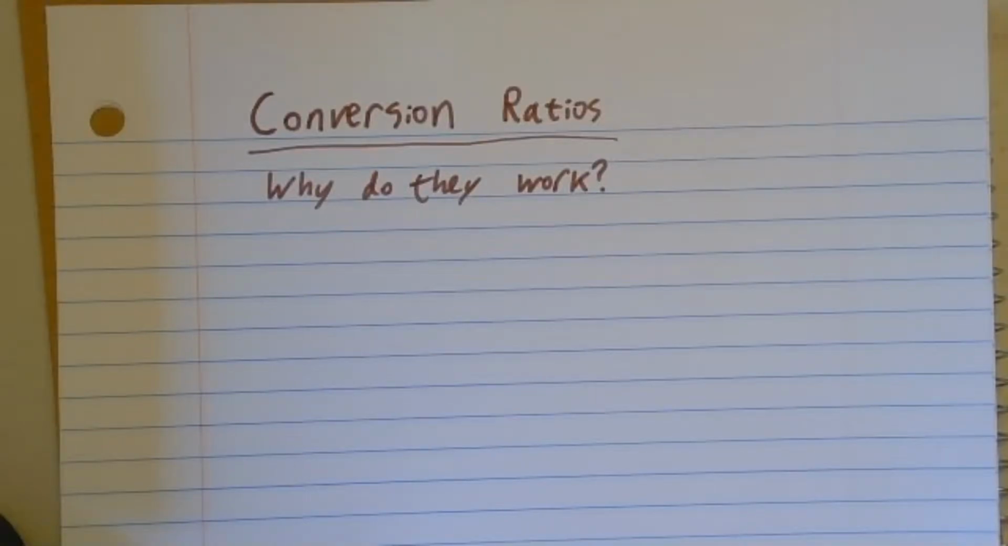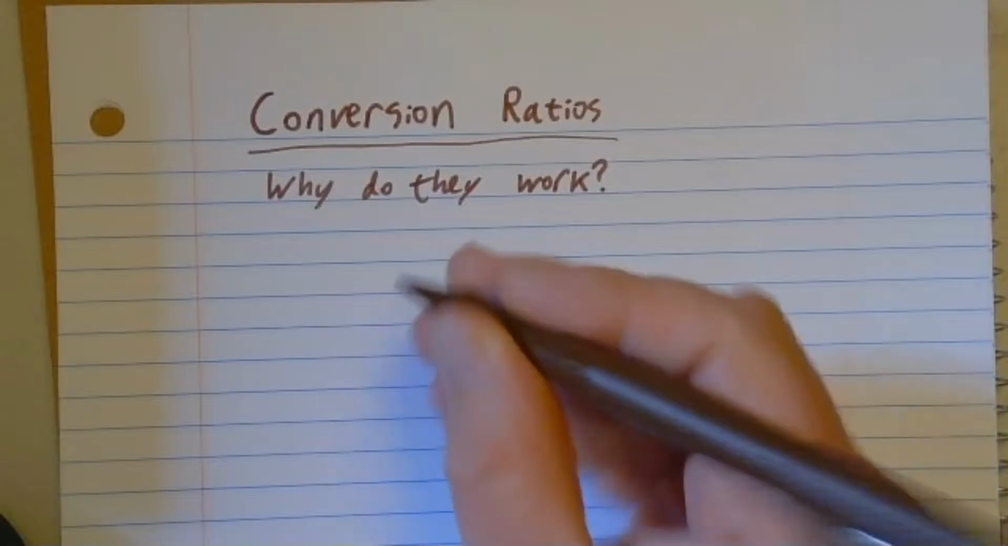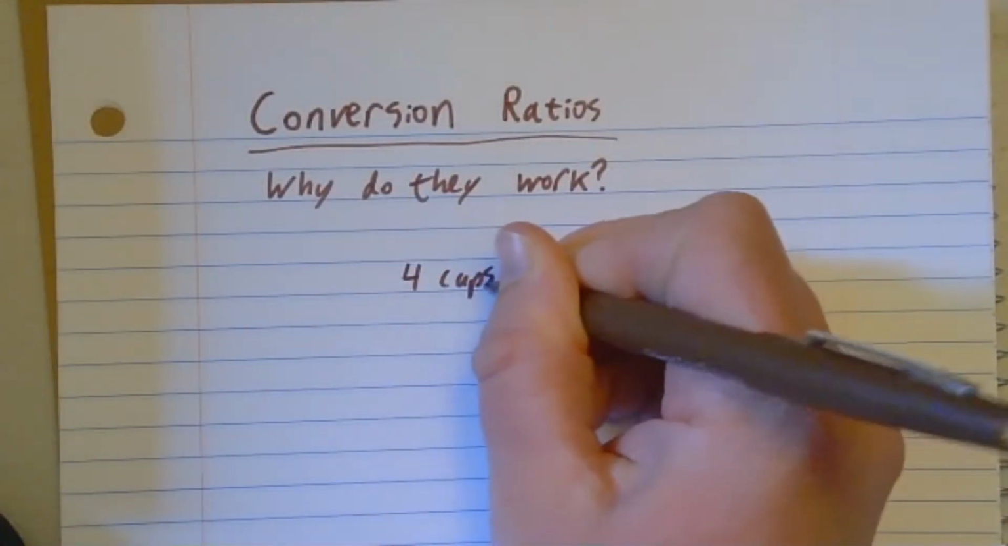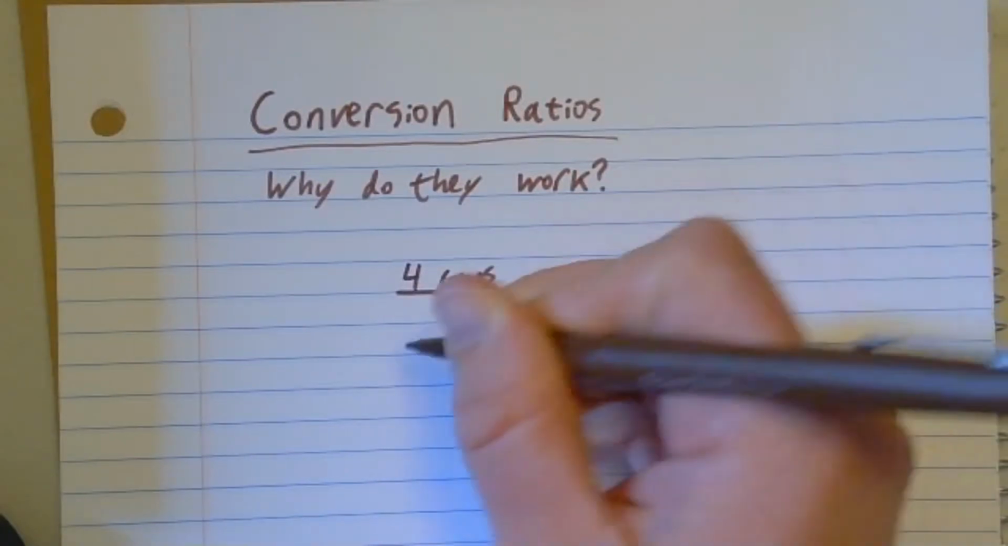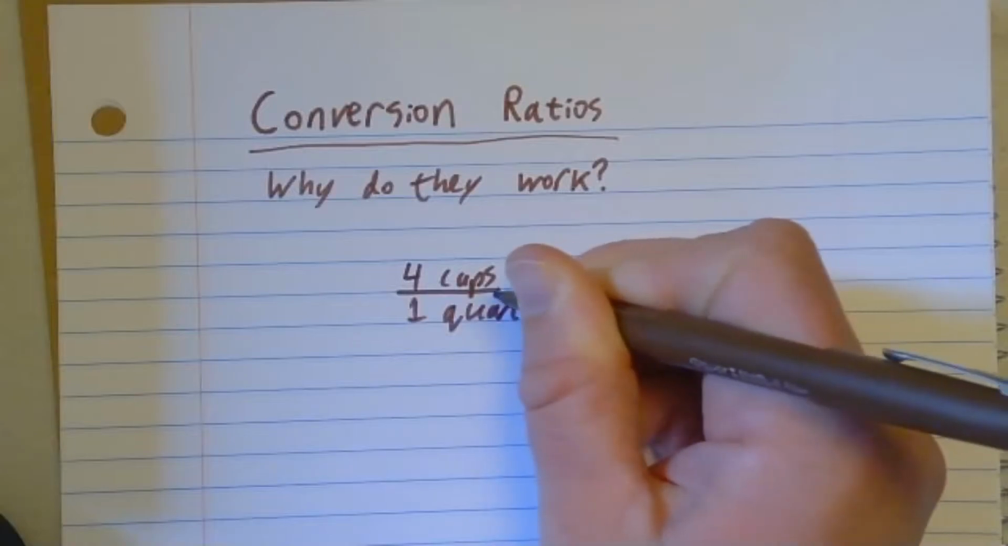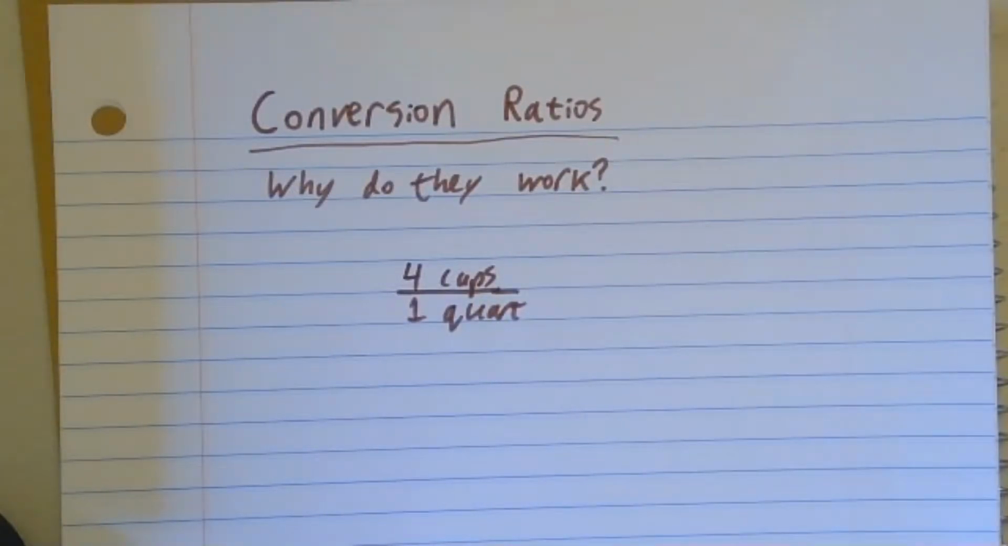So when doing all of our unit conversion stuff, we're using these conversion ratios. And so we're multiplying by these weird fractions, things like 4 cups over 1 quart. But why can we just do that? Why can we multiply by some weirdo thing?